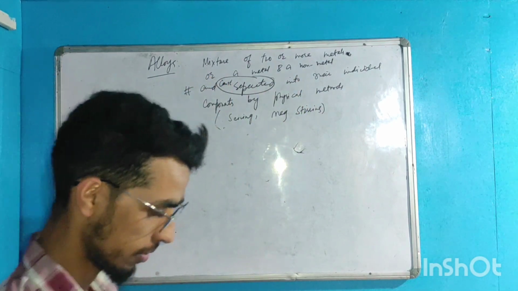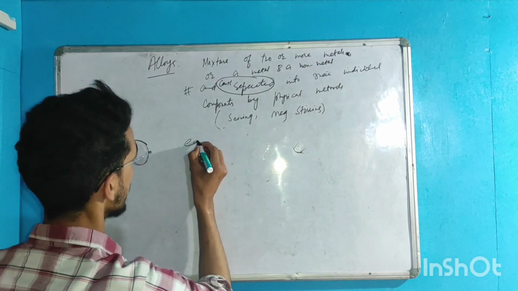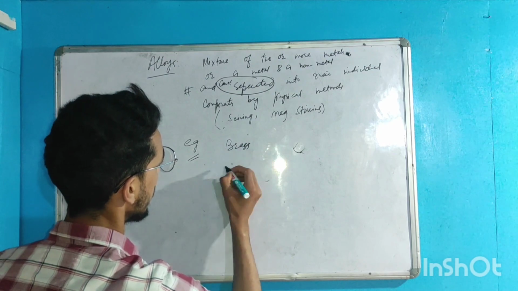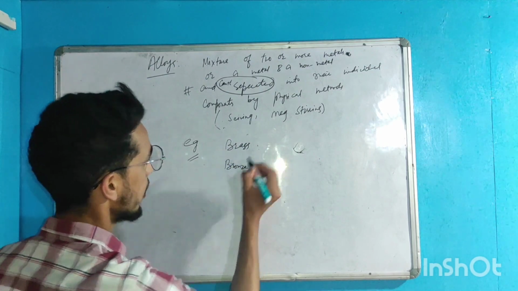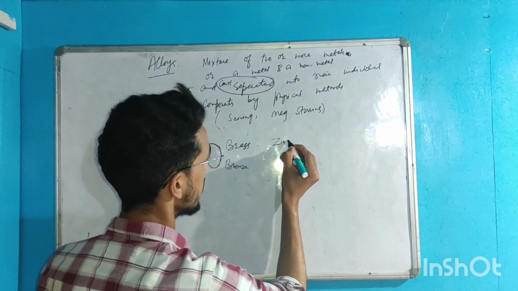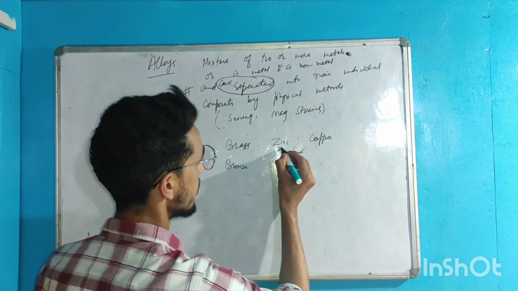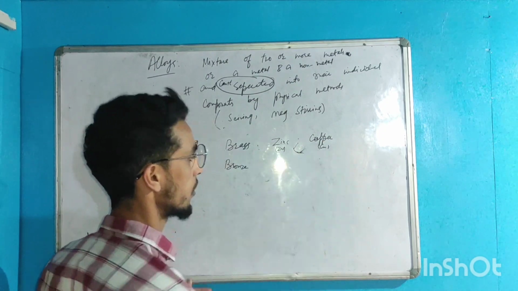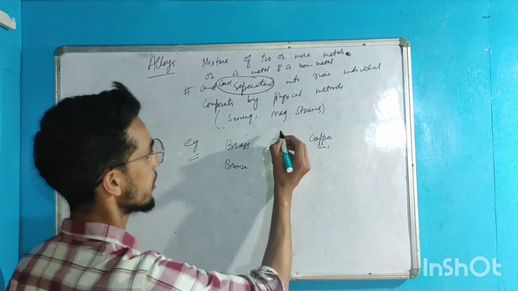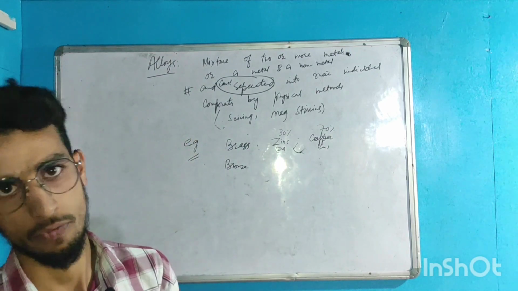Now there are some examples of these alloys, like for example brass, like bronze. Now brass is the alloy of zinc and copper. Now its symbol is Zn, its symbol is Cu. Okay, and it's also present in the ratio of like 30:70.